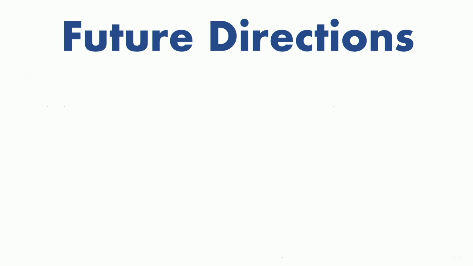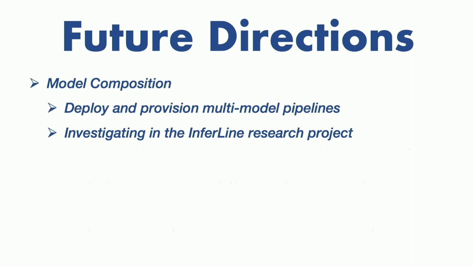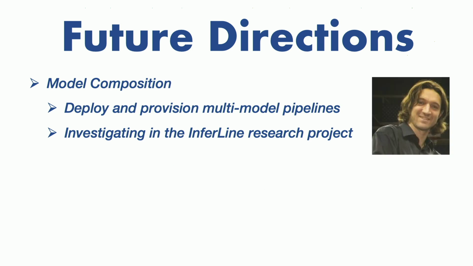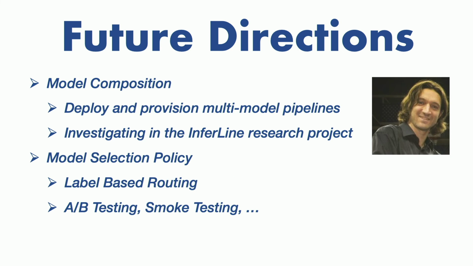Now, I'll talk about what's next for Clipper. We want to explore how to compose models together, and how to deploy and provision a multi-model inference pipeline. We're investigating this in the InferLine research project. If you're interested in the model composition work, you can talk to me or Alexey at the back later today. We also want to explore model selection policies, like label-based routing, A/B testing, or smoke testing. Finally, we want to explore how to do auto-scaling with models. How do we scale models up and down to handle spike traffic, as well as to reduce cost?